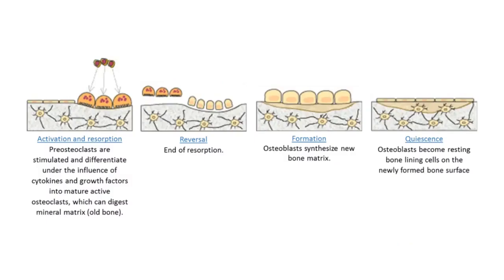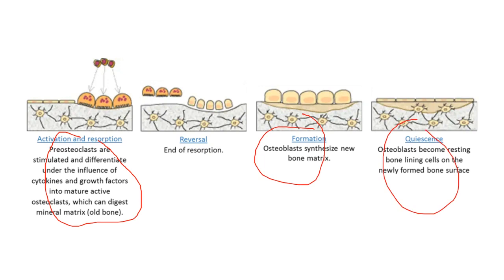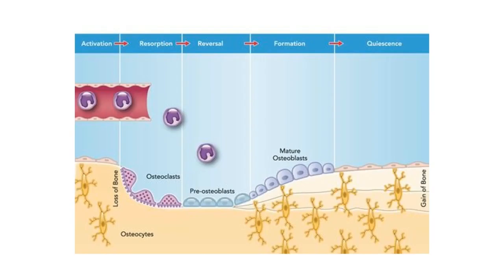And here's another example of that. Activation by osteoclasts, breakdown, reversal, formation, and then quiescence, where the osteoblasts become resting and start lining the bone. And then some of them are formed into osteocytes contained within the lacunae. And there's another graph of that as well.